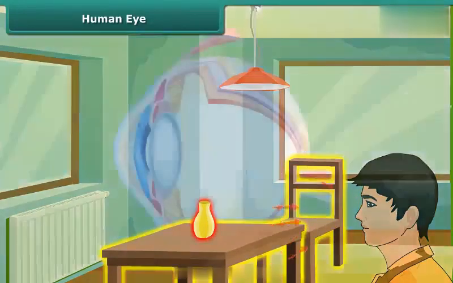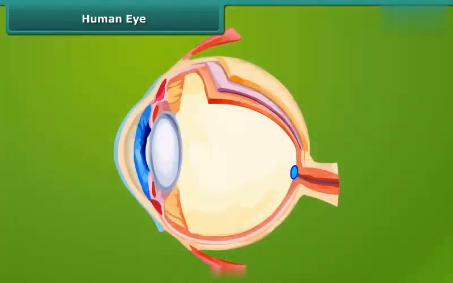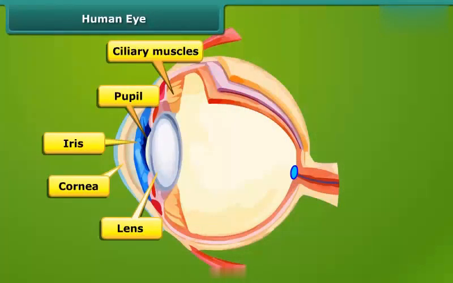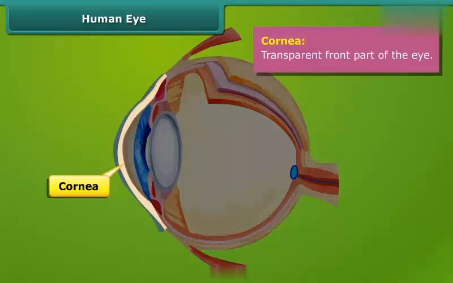Let us study the eye's structure in detail. To know more, click on the labels. Cornea. It is the transparent front part of the eye. It does not have blood vessels.